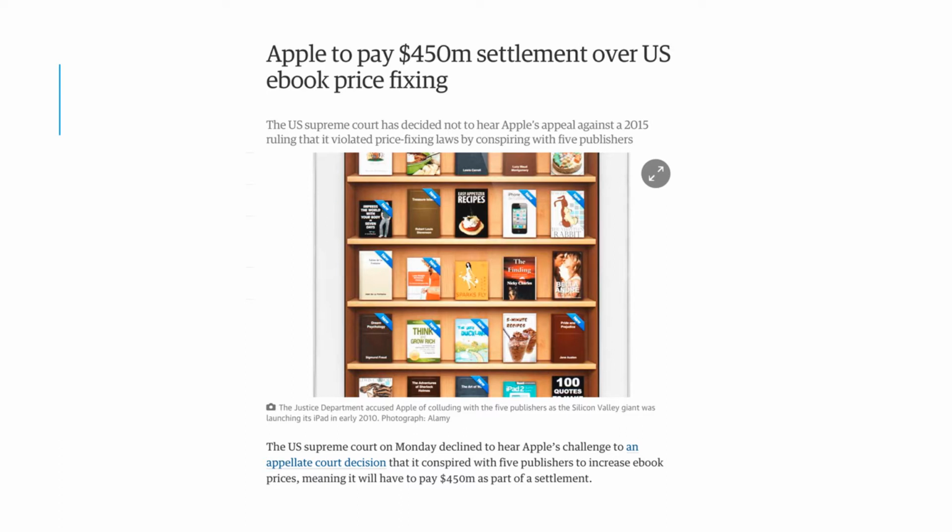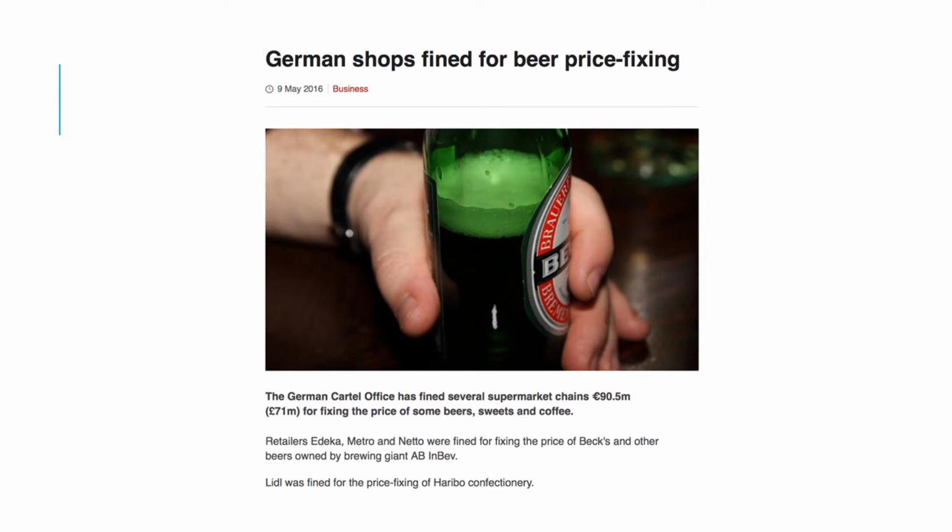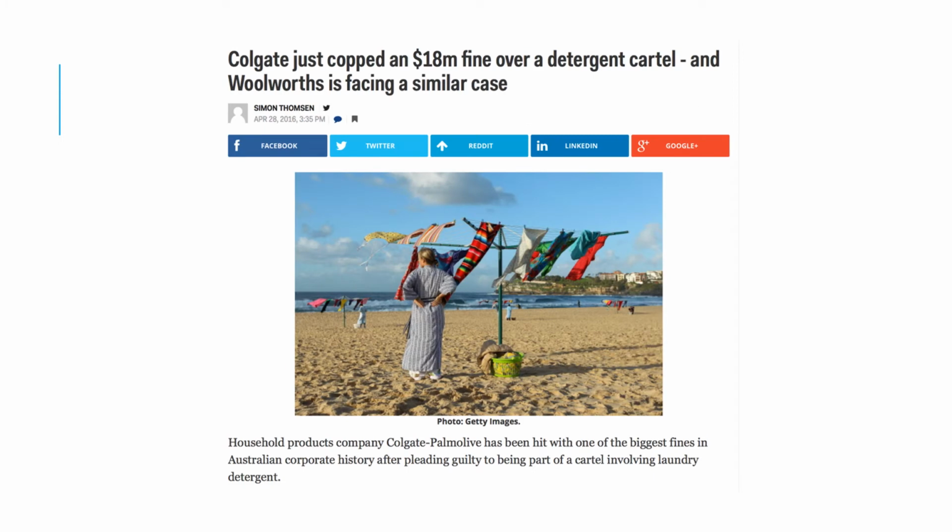Some examples of companies who've been found entering into collusive practices recently. Apple was found to have conspired with 5 other publishers to fix or increase the price of ebooks. Some German retailers were found guilty of fixing the price of Beck's beer. In Australia, firms were found to be part of a cartel involved in fixing prices for laundry detergent.